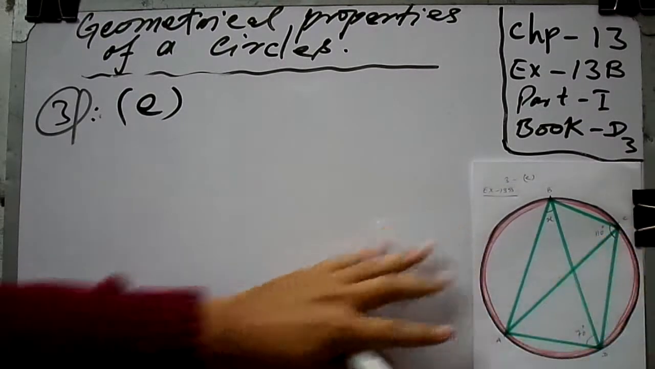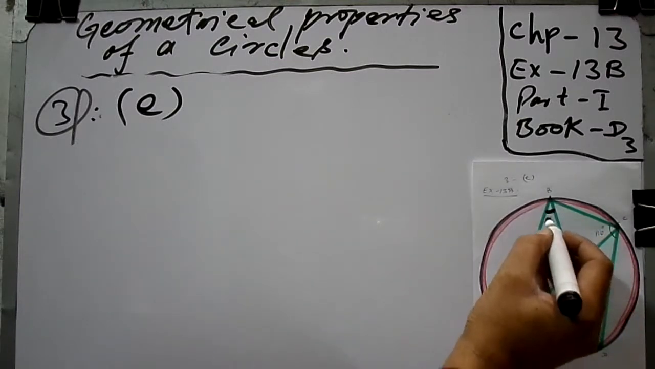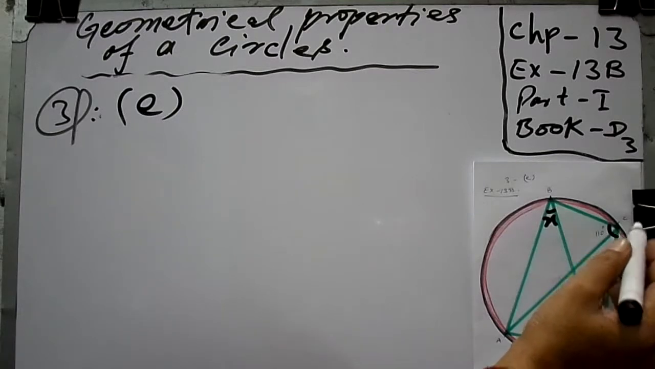Now coming to the E part, you can see in this diagram, this is your 70 degree and we have to find this value because this is your x, and this term, the vertical angle, is 110 degree.